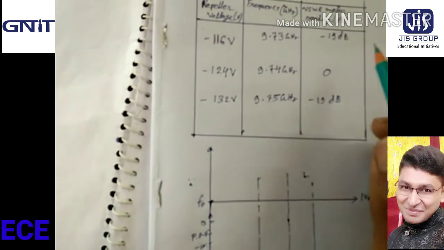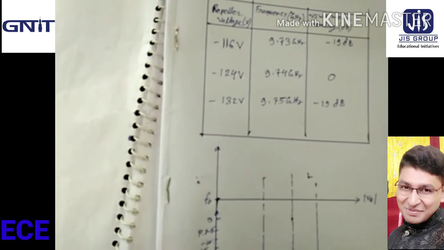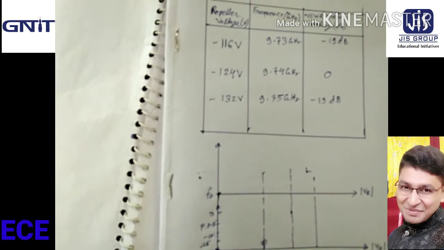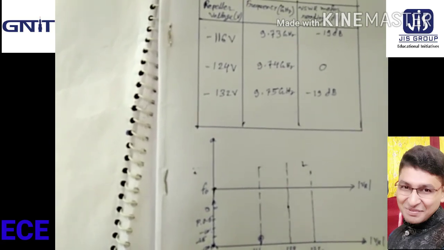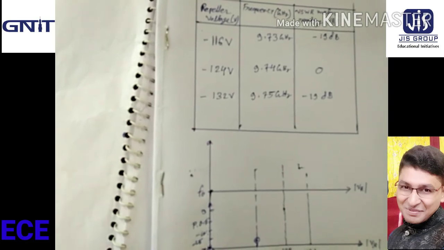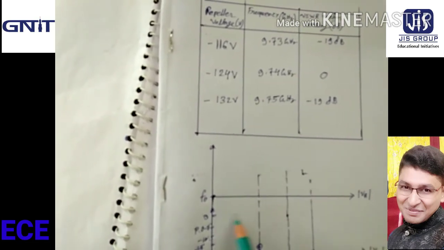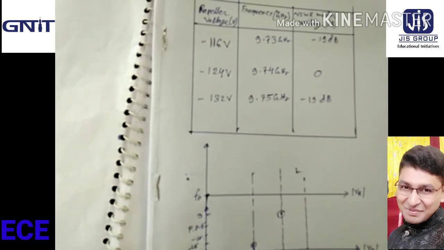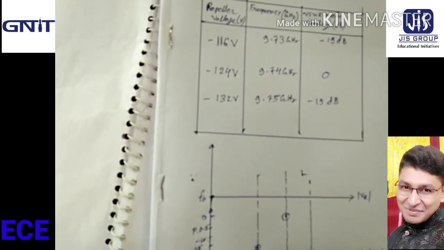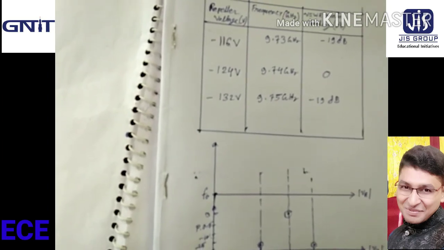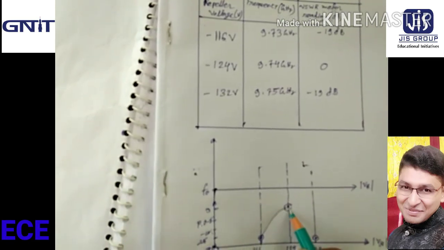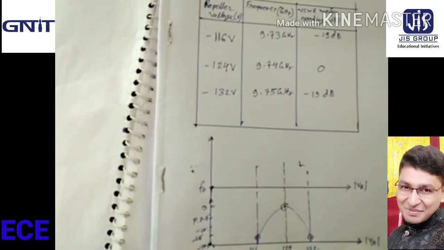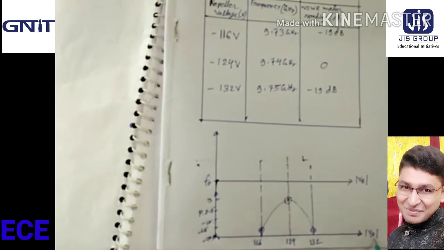At 116, power is minus 19 dB, here. At 124, power is 0 dB, here. At 132, power is again minus 19 dB, here. Now joining these 3 points, this is the curve of repeller voltage versus power.